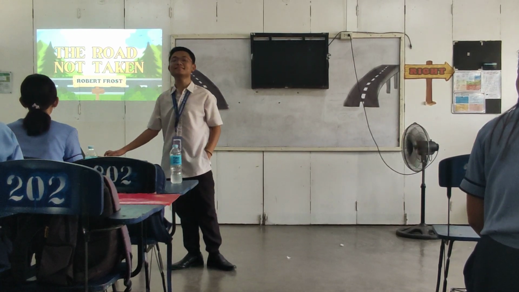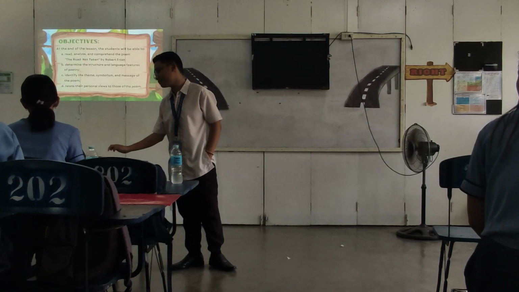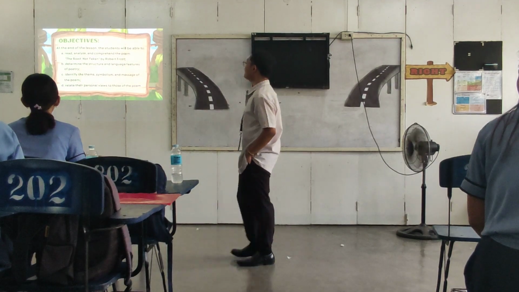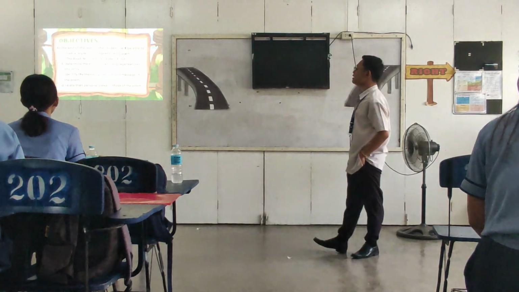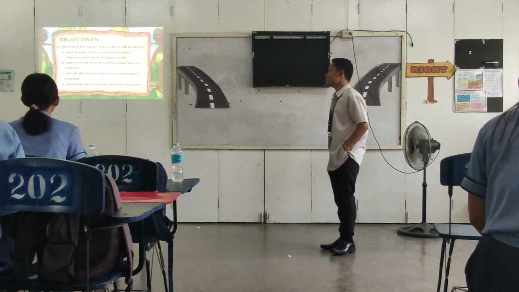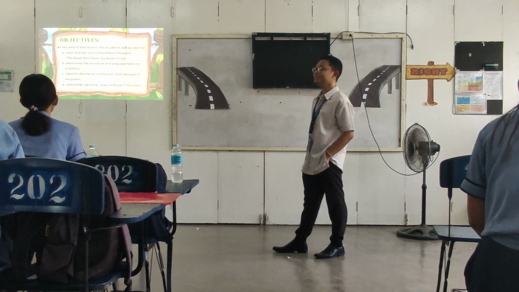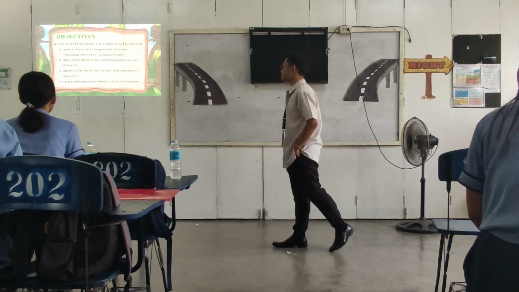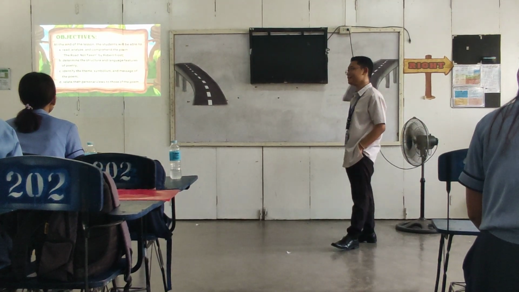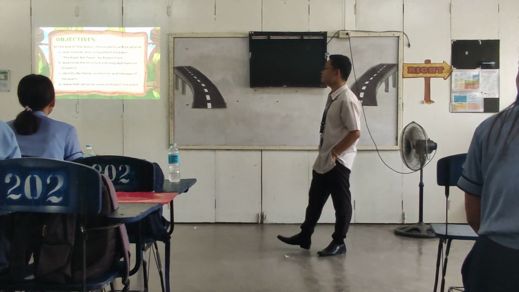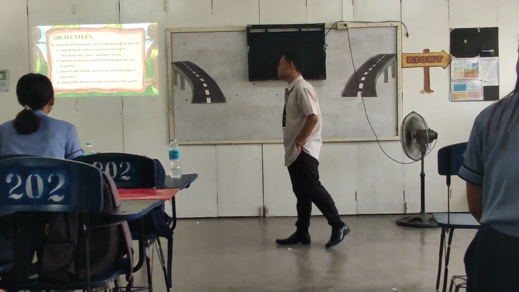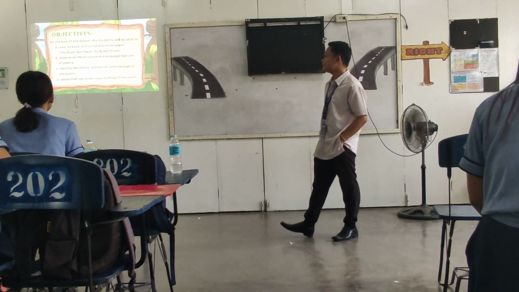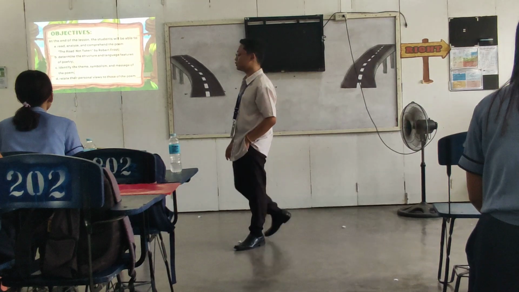But before that, let's have our objectives for today. At the end of the lesson, the students will be able to read, analyze, and comprehend the poem, The Road Not Taken by Robert Frost. Second, determine the structure and language features of poetry. Third, identify the theme, symbolism, and message of the poem. And lastly, relate your personal views to those of the poem.